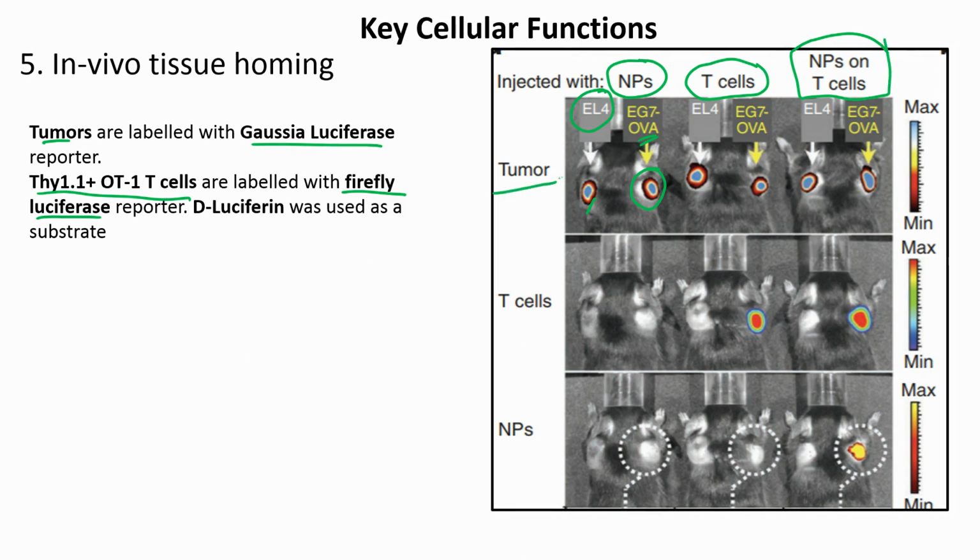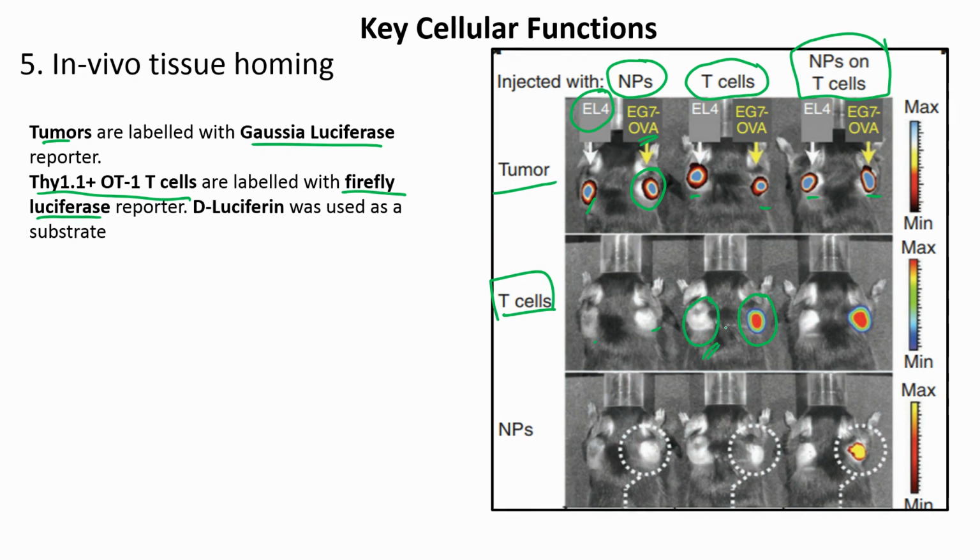So, obviously, if you look at the tumor signal, you find the tumor is present where it should be in all the mice. If you look at the T cell signal, obviously in this case they have not injected any T cells, so you do not see any signal at all. In the case where they have injected T cells, you see that these T cells actually home into your tissue that is expressing ova, but not in the tumor that is not expressing ova.